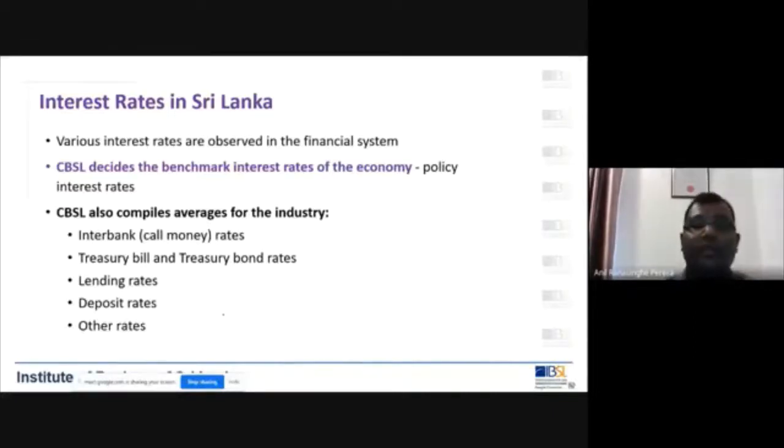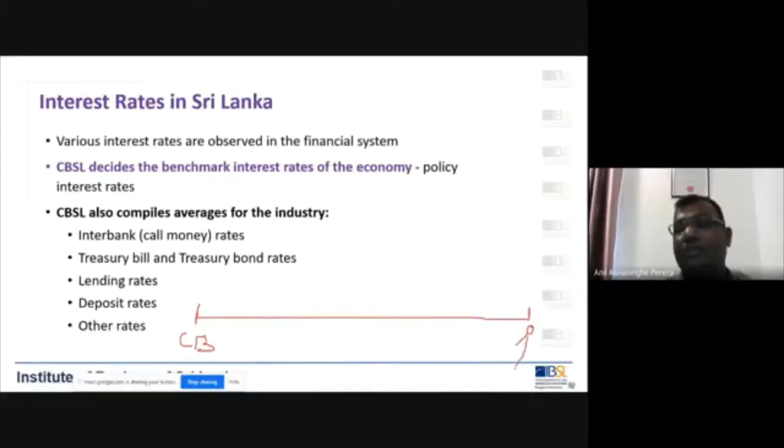If you take the interest rates as a complete line, this is the central bank. This is people. So from central bank rates to people, there's a long way to go. So you start with central bank policy rates. What people observe is market rates.